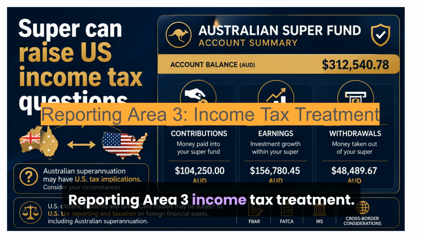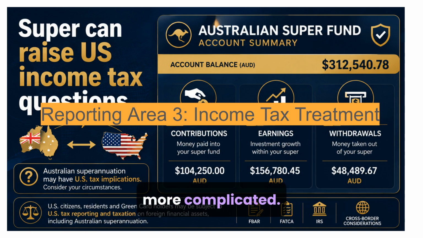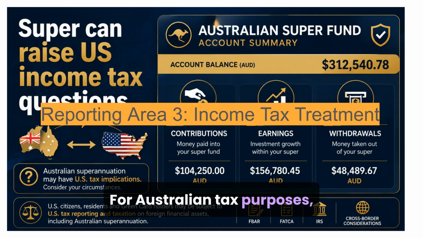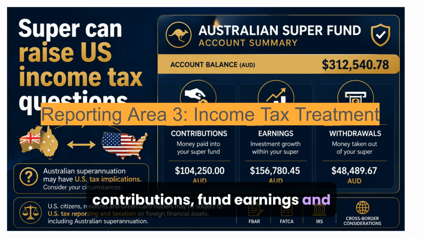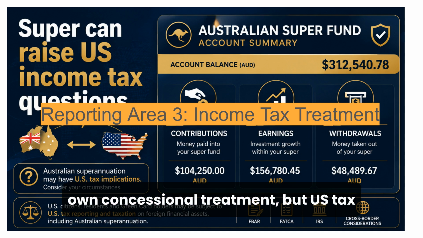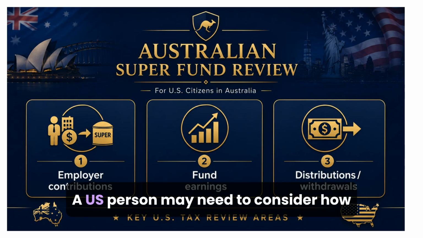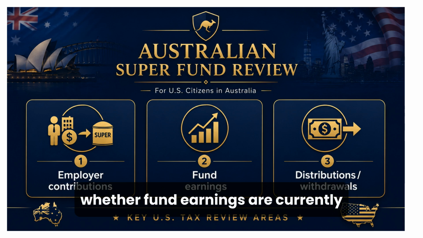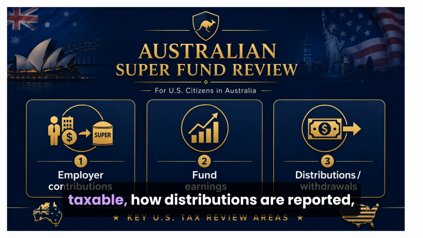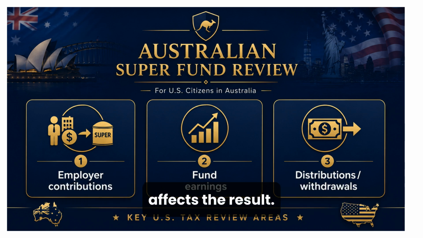Reporting Area 3, Income Tax Treatment. This is where superannuation becomes more complicated. For Australian tax purposes, contributions, fund earnings, and retirement withdrawals may have their own concessional treatment, but US tax treatment may be different. A US person may need to consider how employer contributions are treated, whether fund earnings are currently taxable, how distributions are reported, and whether the Australia-US tax treaty affects the result.